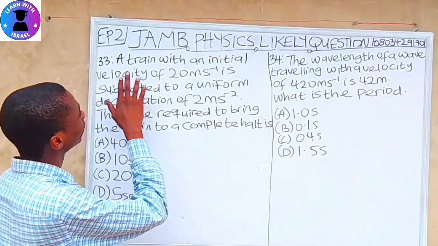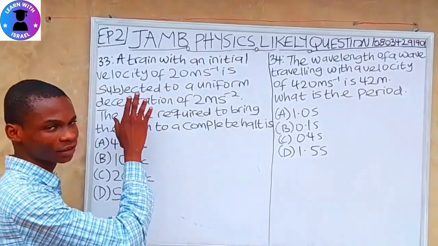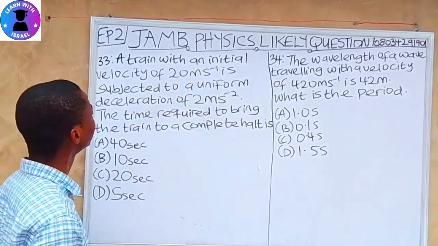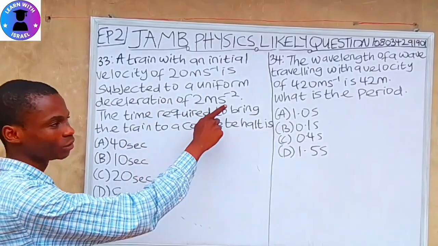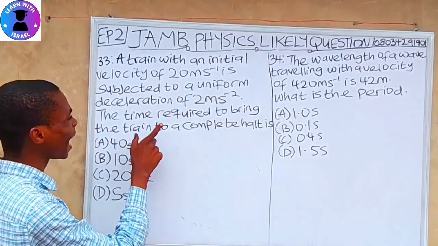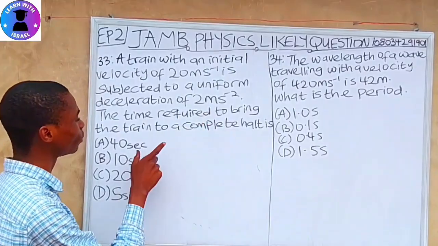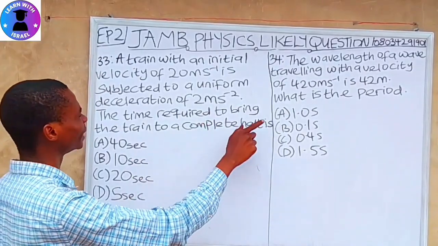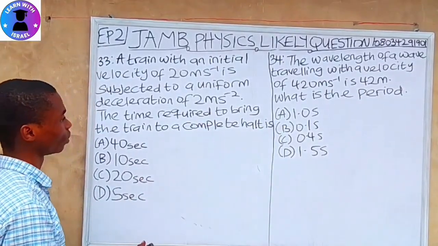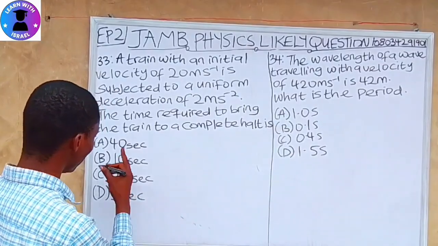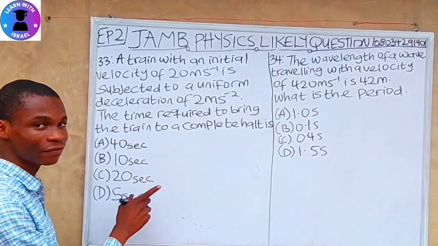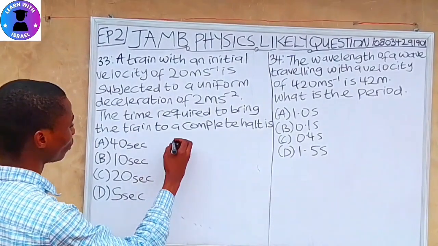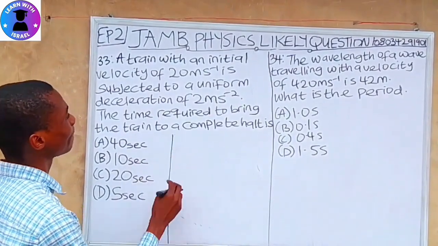Question 33. A train with an initial velocity of 20 meters per second is subjected to a uniform deceleration of 2 meters per second squared. The time required to bring the train to a complete halt is, so let's solve. A, 40 seconds; B, 10 seconds; C, 20 seconds; D, 5 seconds. We need to solve before we can know our answer.